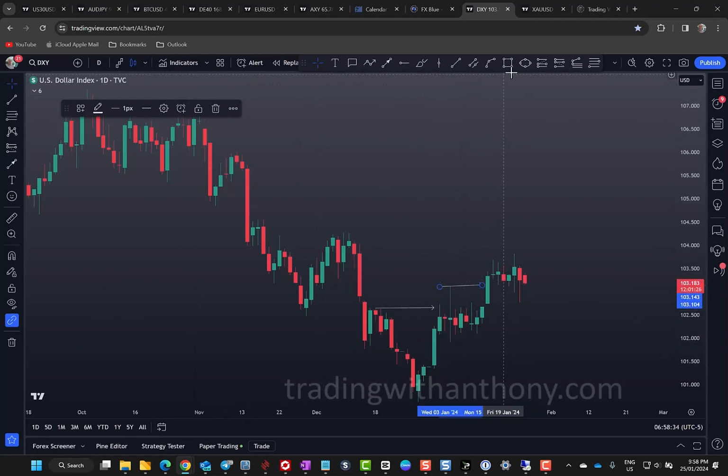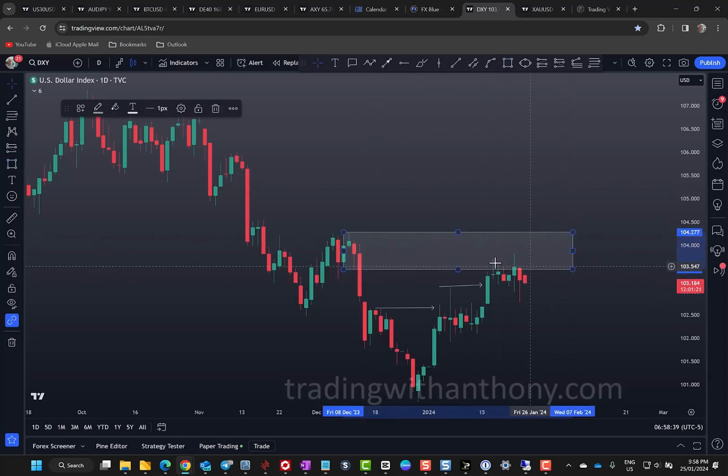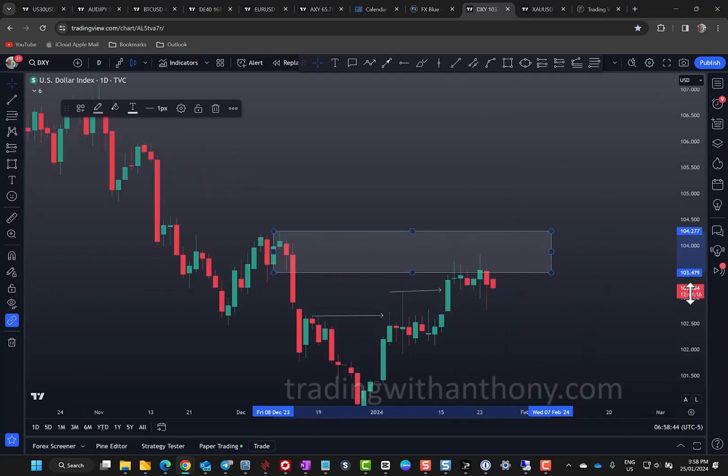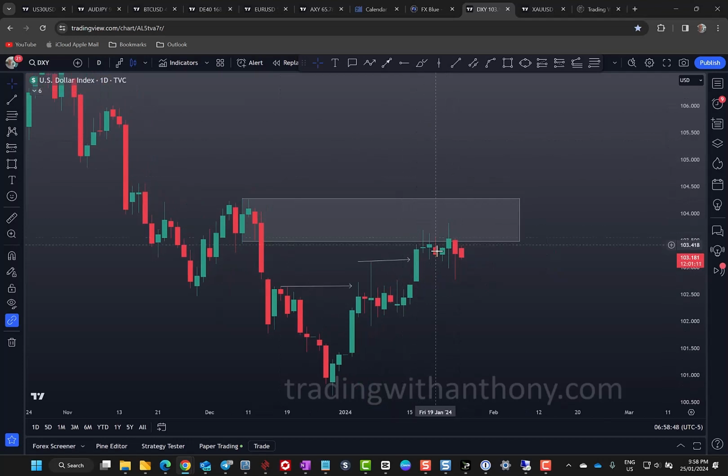This is the daily. And of course, the daily and weekly nested distribution level here. This is what we're trading into. That's why we're seeing this ranging price action. So the question is, where to next? Honestly, it could trade in either direction.